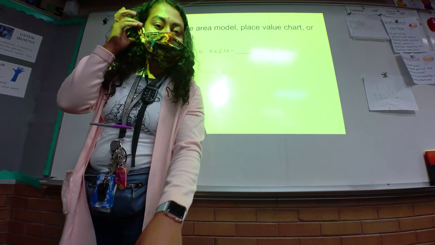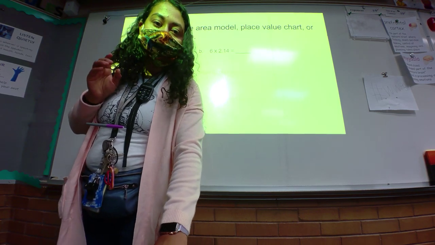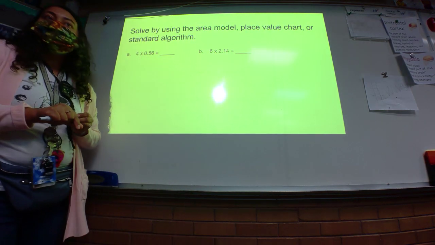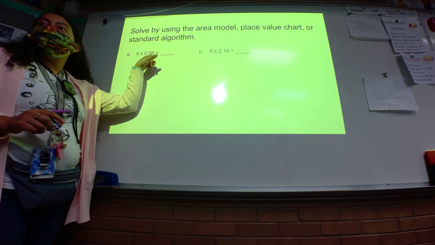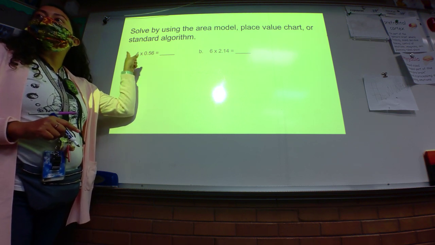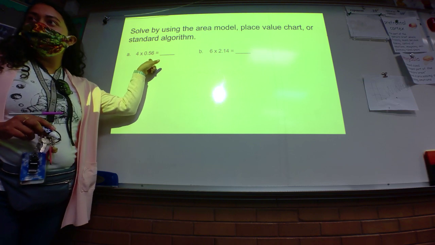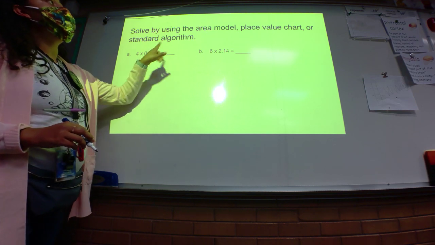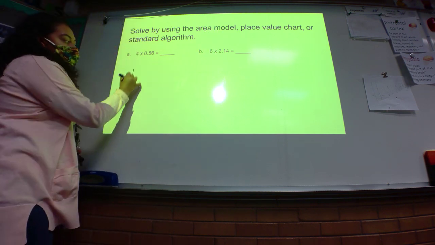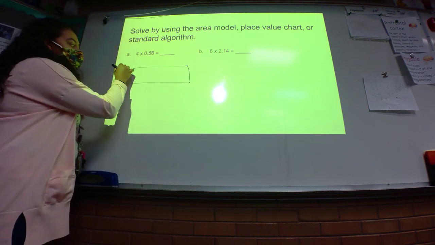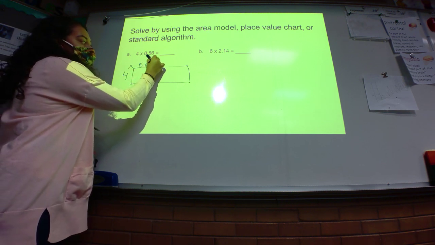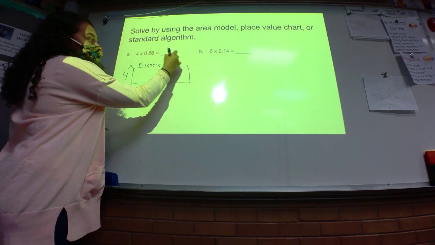All right, day 2 review. Ready? On your whiteboard, let's write out 4 times 56 hundredths. So this is like 4 copies of 56 hundredths. In order to do the area model, you would set it up like this: a rectangle, 4 times 5/10 plus 6 hundredths.